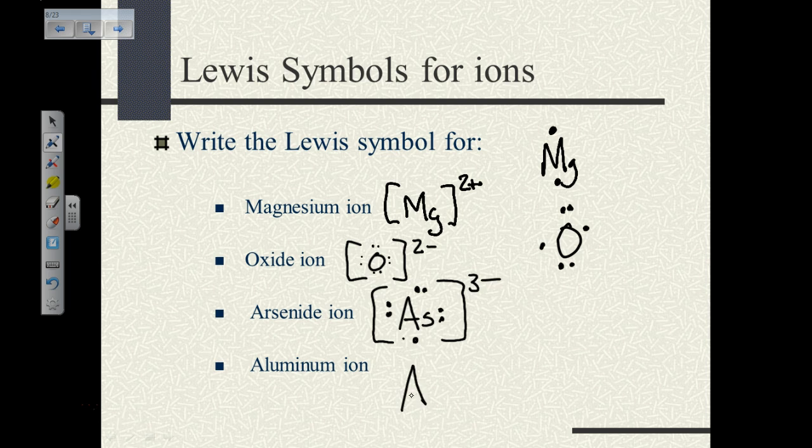Now aluminum has 3 electrons. 1, 2, 3. Is it easier to gain 5 or lose 3? Well, in this case, it's easier to lose those 3. Maybe it lost them to arsenic there, and it became the arsenide. Maybe arsenide took these 3 electrons and gained them here. I don't know. Who knows? But whatever, aluminum is a 3 plus charge, and that's always what the charge is going to be.